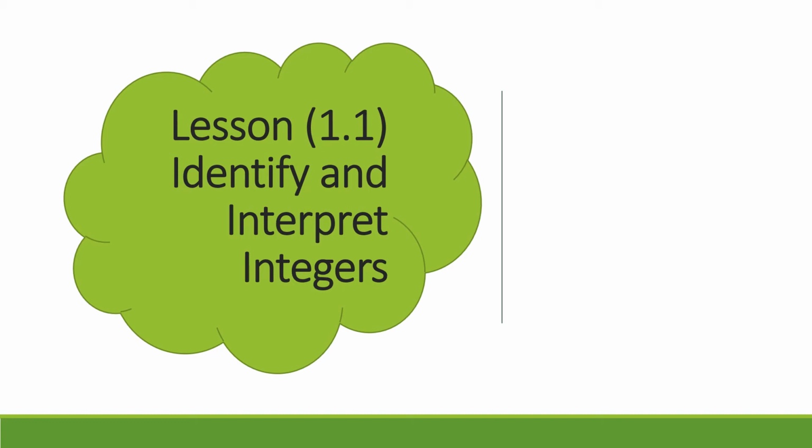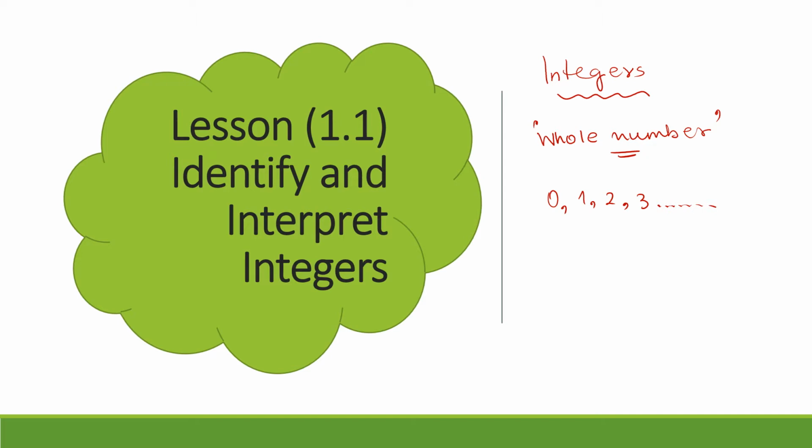In this video, we are going to study how to identify and interpret integers. So the first thing is, what are integers? Now, if you remember, in your previous years, you have studied about whole numbers. So let's recall what are whole numbers. The whole numbers are all the numbers starting from 0 and onwards. So 0, 1, 2, 3 and so on are said to be whole numbers.